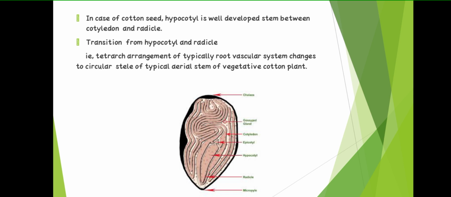And this is the diagram of the anatomy of the hypocotyl of cottonseed. In this we can see this is the chalazal end and this is the micropyle, and a radicle is placed here, and next come the hypocotyl, epicotyl and cotyledon.